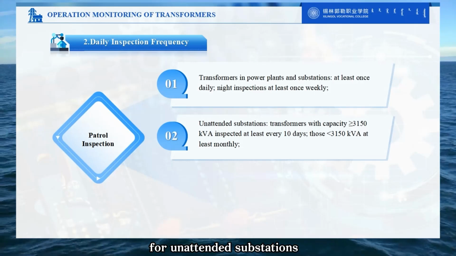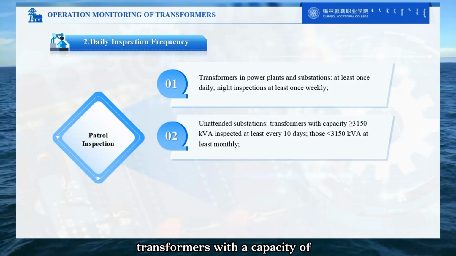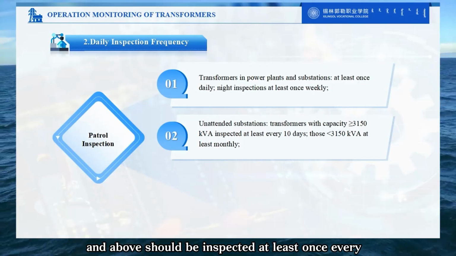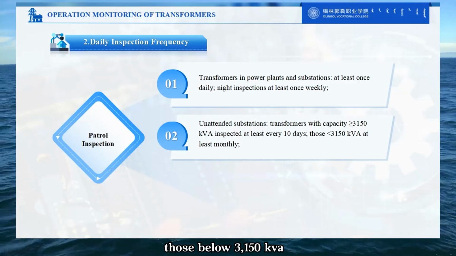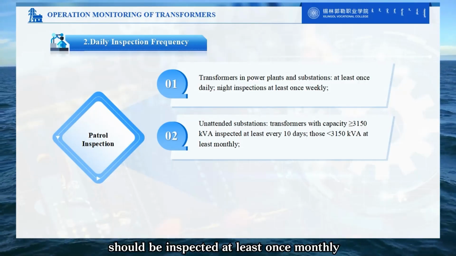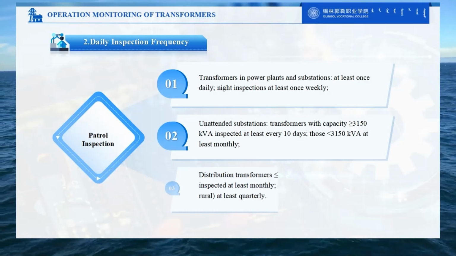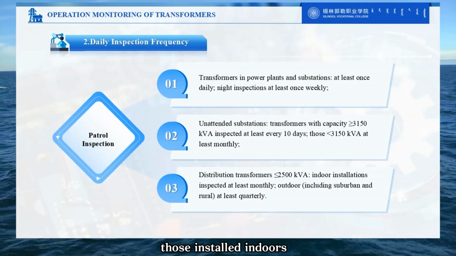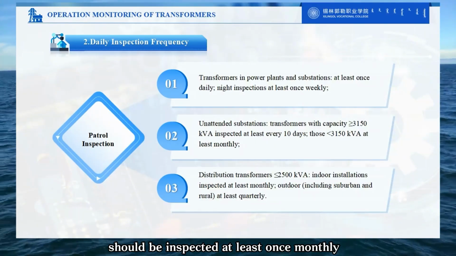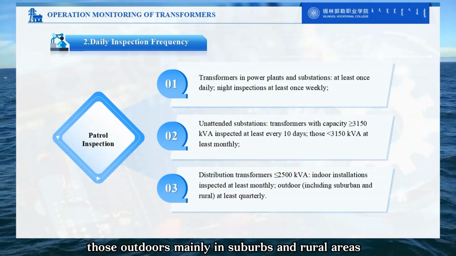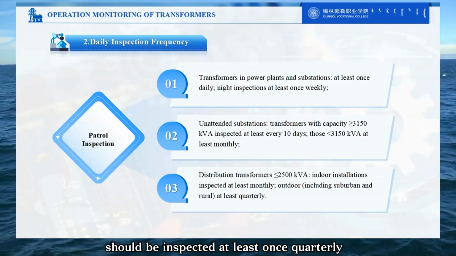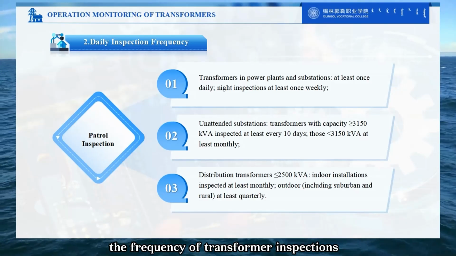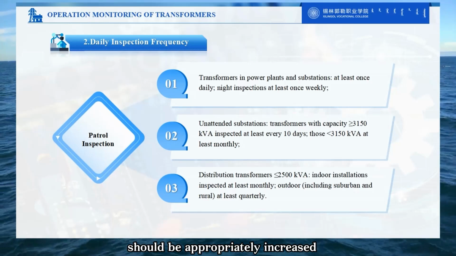For unattended substations, transformers with a capacity of 3,150 kVA and above should be inspected at least once every 10 days. Those below 3,150 kVA should be inspected at least once monthly. For distribution transformers of 2,500 kVA and below, those installed indoors should be inspected at least once monthly. Those outdoors, mainly in suburbs and rural areas, should be inspected at least once quarterly. Under special circumstances, the frequency of transformer inspections should be appropriately increased.